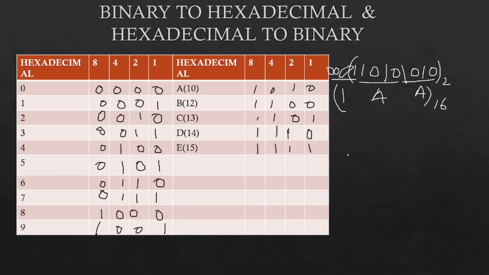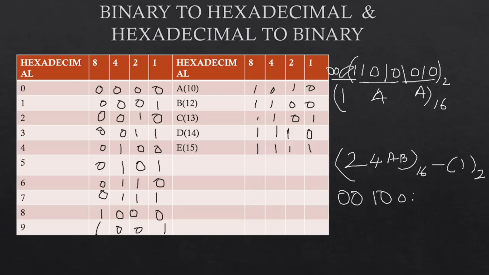Now the same way, if I am giving here 2 4 A and B, what is the answer? Hexadecimal to binary. Directly you can apply it. What is the 2 value? 2 is nothing but 0 0 1 0. And what is the 4? 4 is 0 1 0 0. Then what is A? A is nothing but 1 0 1 0. And what is B here? B is nothing but 1 0 1 1, to the base 2. I hope everyone is clear. So octal means 3 bits, hexadecimal means 4 bits.